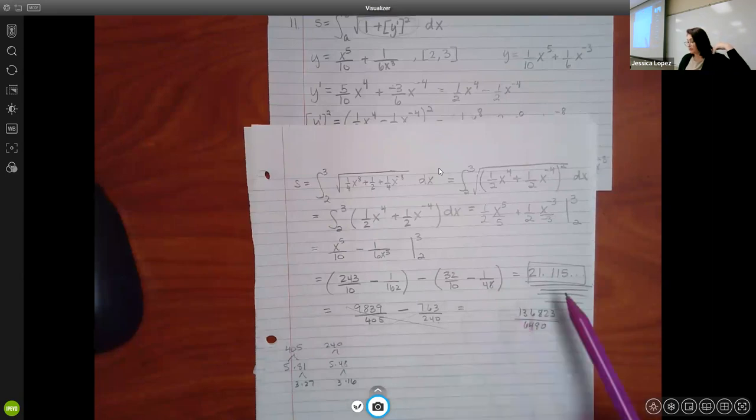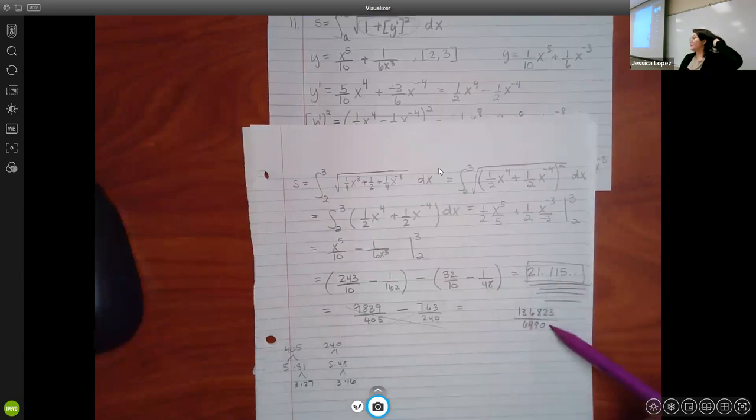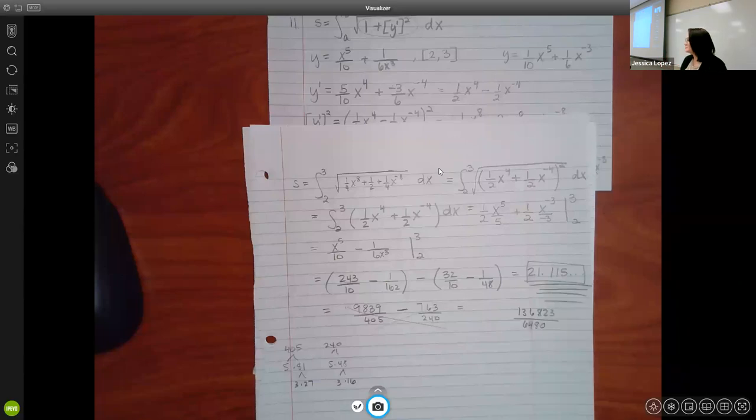1, 3, 6, 8, 2, 3, over 6, 8, 6, 4, 8. So it can take fractions. It'll take either or. And if it's a problem like this where I know the calculator is not going to give you the fraction, normally I just say round your answer to whatever, because I know it's not going to come out. But if it does come out to a nice little number, like 2/3, then I might say, just type in a fraction.